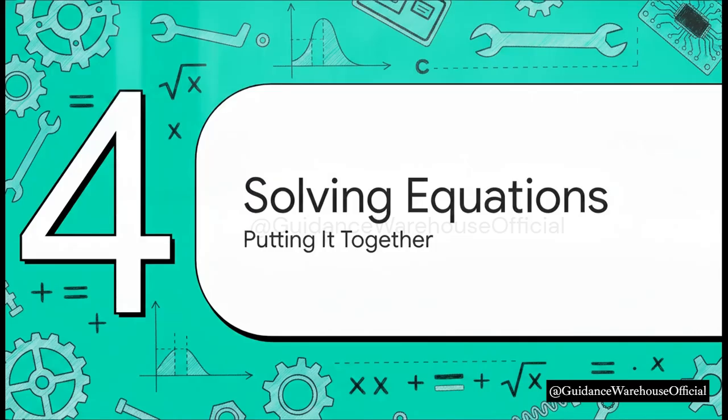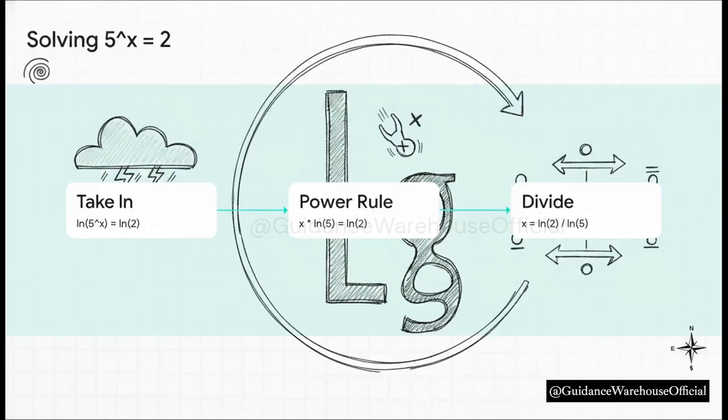All right, let's put it all into practice in Section 4, Solving Real Equations. Let's bring all these mechanical tools together onto our virtual whiteboard. Let's start with a classic, 5 to the power of x equals 2. So, how do we get x out of the sky? Step 1, apply the natural logarithm to both sides. Thanks to our handy power property, that x drops right down to the front. Now we have x times the natural log of 5 equals the natural log of 2. From there, you simply divide both sides by the natural log of 5, and boom, x is completely isolated.